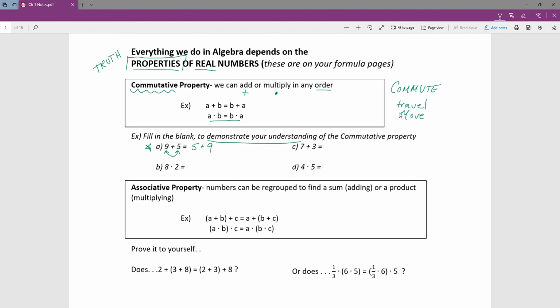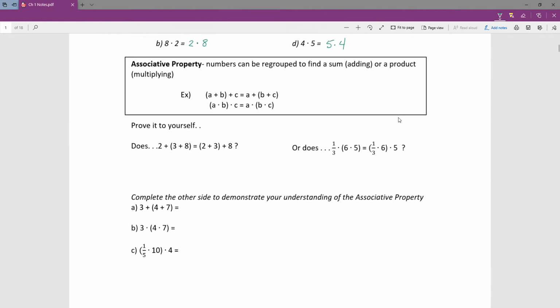Similarly, the commutative property of multiplication and demonstrating the commutative property of multiplication would have me switch the numbers around here. And so 8 times 2 is the same as 2 times 8. You can do the other two over here. I'm going to fill in my answers. And again, with these ones, I'm not asking you to solve them. I'm asking you to demonstrate your understanding of that property. So that's the first one, the commutative property of addition or multiplication. Order doesn't matter. The next property for us is the associative property.